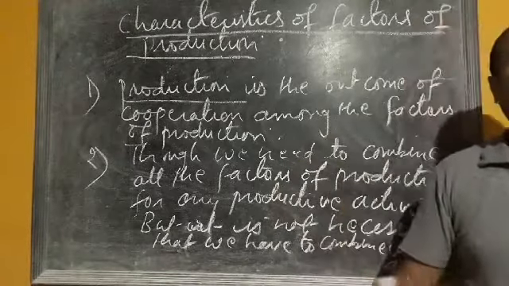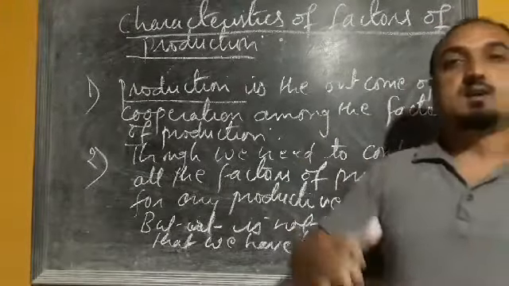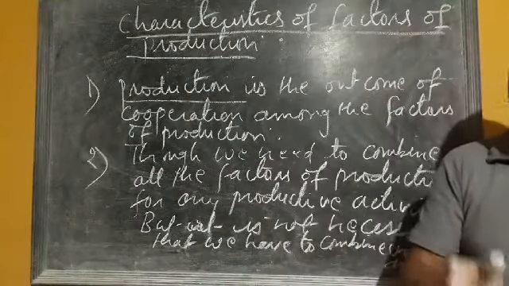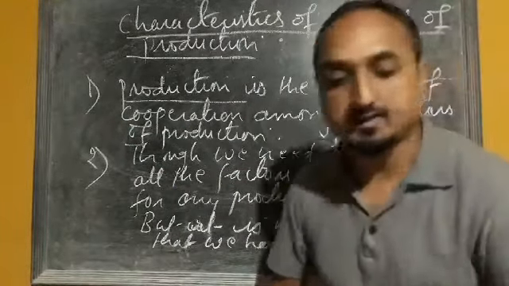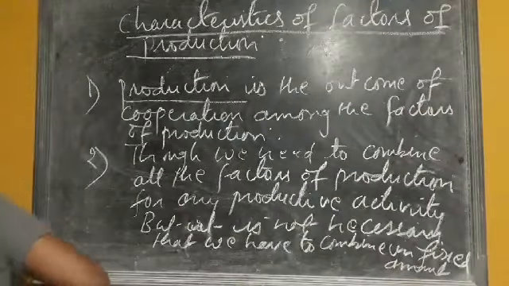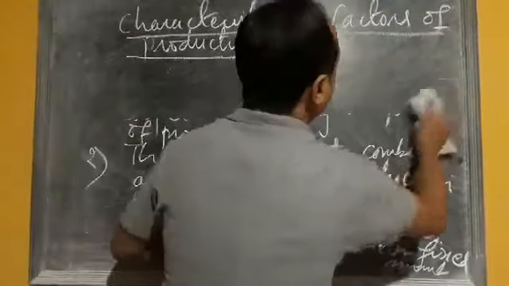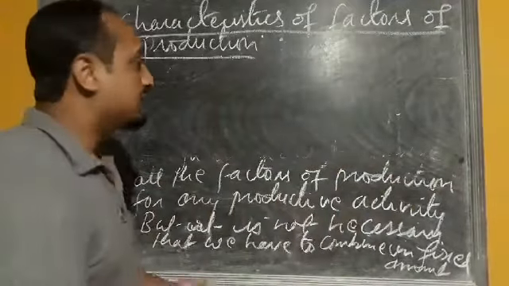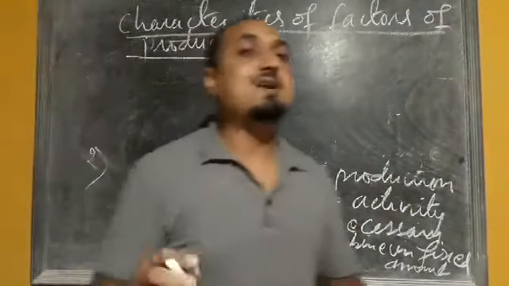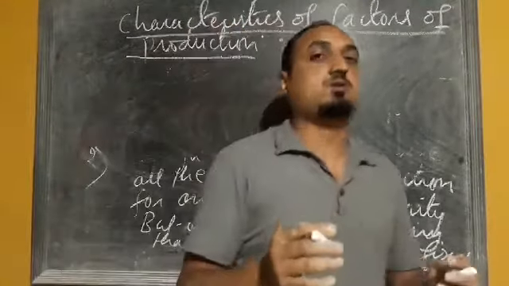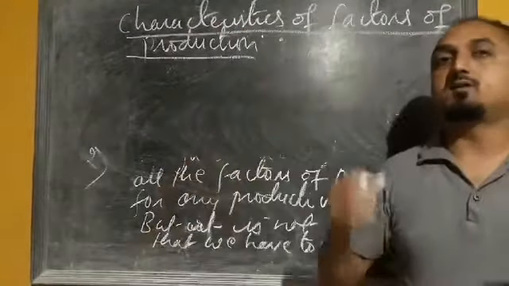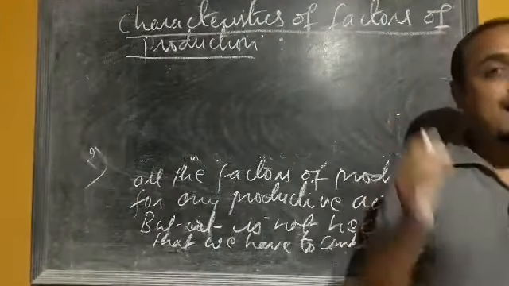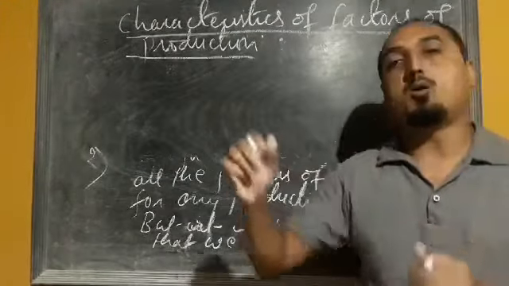Some of the factors of production may be needed in a large amount, and some of the factors of production are needed in a lesser amount. I will give you one example related to this combination of different factors of production. Suppose we are talking about the textile industry. In a garment factory, clothes can be produced by two methods. One is called the handloom method and the other is called the power loom method.